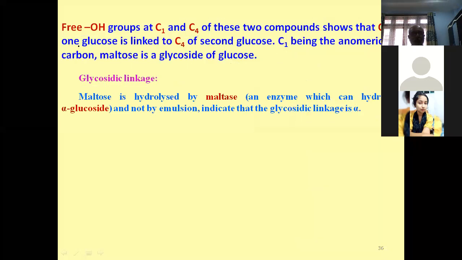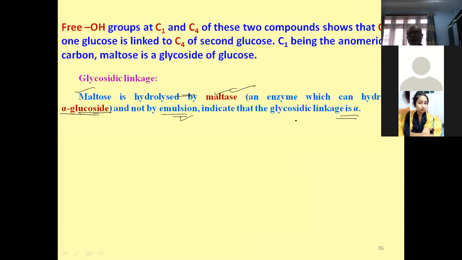Okay. So we have to go to this one. Maltose is hydrolyzed by maltase, this enzyme. And maltase is known to be an enzyme which can hydrolyze alpha glycoside only. You see, maltase hydrolyzes only alpha glycoside and not beta, which is hydrolyzed by emulsin. Emulsin is an enzyme which hydrolyzes beta glycoside. So because it is not hydrolyzed by emulsin, only by maltase, this linkage is only an alpha linkage.